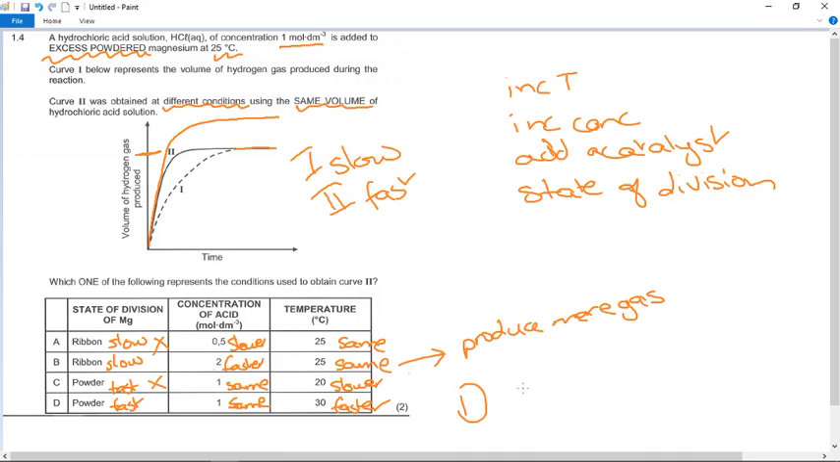Because D has got the higher temperature, which will make it go faster. This number B will also make it go faster with a higher concentration of acid, but it can't be making curve 2. So eventually they did say you can accept B in an addendum to the memo in Limpopo, but the fact is it will not produce exactly the same curve, because you should end up with more hydrogen being produced, because the question says there is excess magnesium. But if they let it through, 2 marks to you if you wrote B. But the correct answer is in fact D.